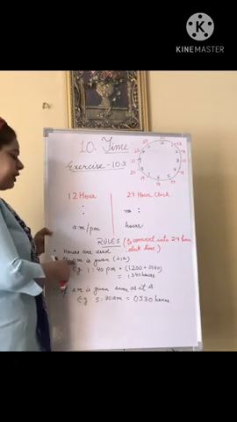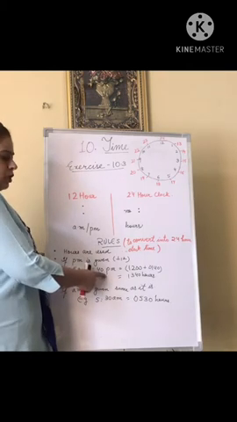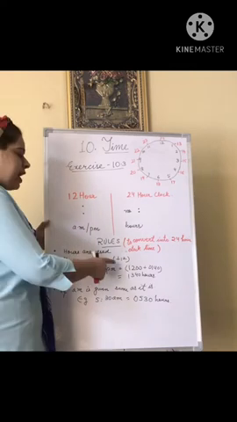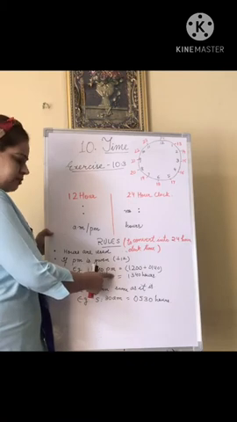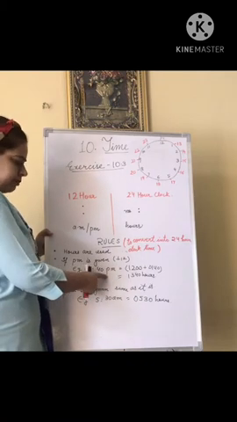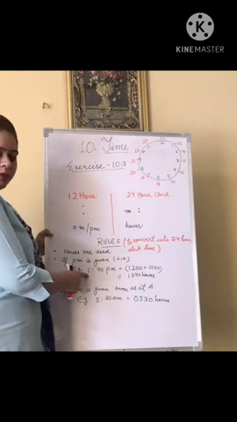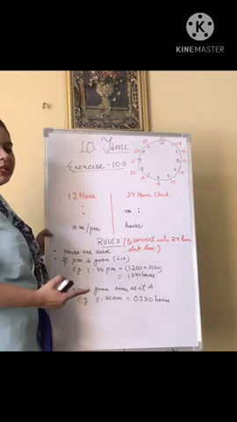Second rule is if pm is given to you, suppose 1:40 pm is given to you, then you have to add 12 in that. You have to add 12. It is a rule. Suppose 1:40 pm is given to you, this is pm, you have to add 12 in 1. It will become 13:40. Instead of pm you have to write hours.